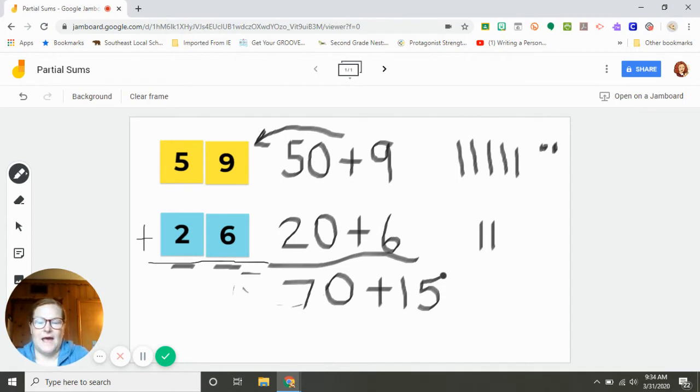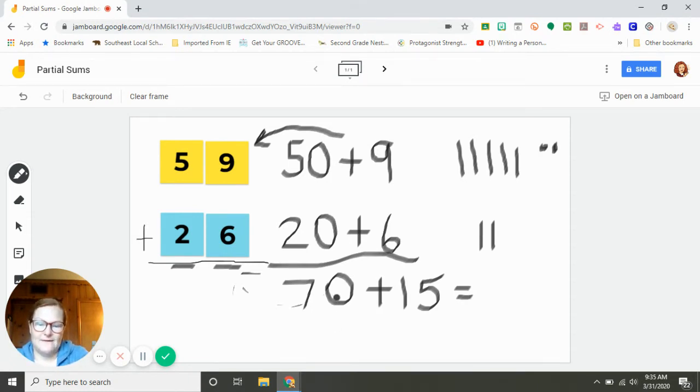We're adding the numbers that are in the tens place and adding the numbers in the ones place, and then we're figuring out our answer from that. It's just one strategy that we can use to add.